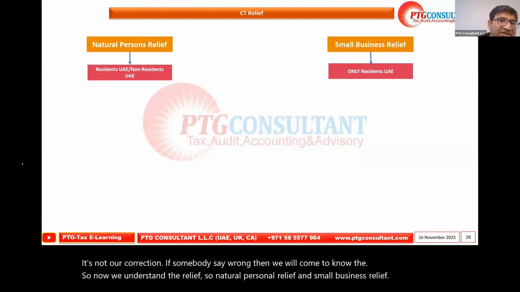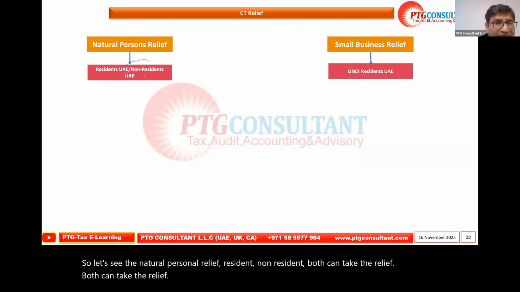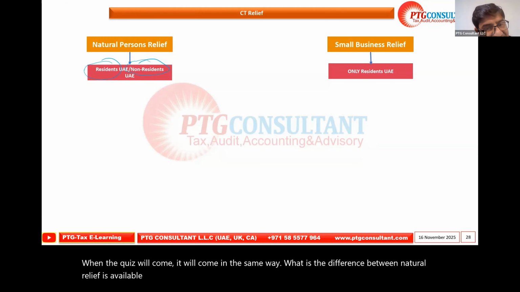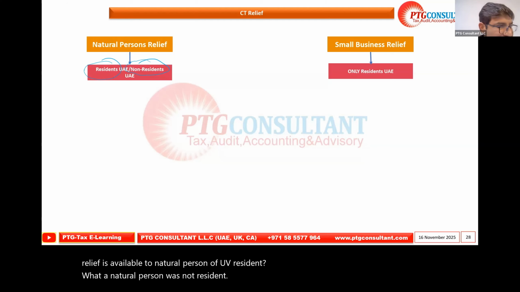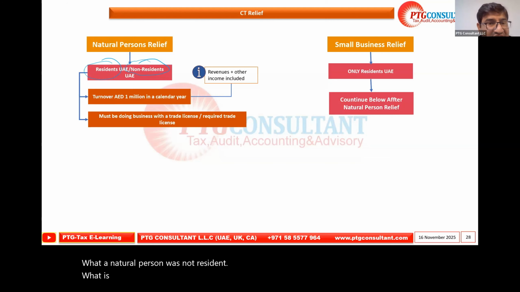Let's see the natural person relief. Resident and non-resident, both can take the relief. Here, the point to be focused on is non-resident and resident. When the quiz comes, it will come in the same way. What is the difference: is the relief available to a natural person who is UAE resident or a natural person who is non-resident? Now, what are the further definitions, terms and conditions, or compliance if you want to opt for the relief?